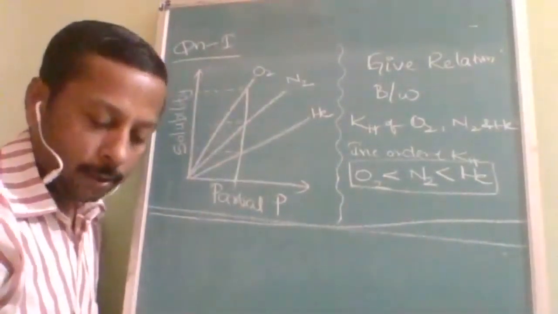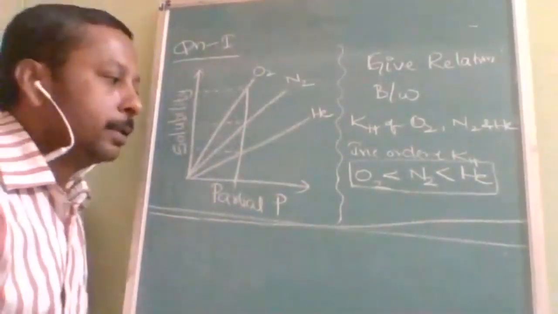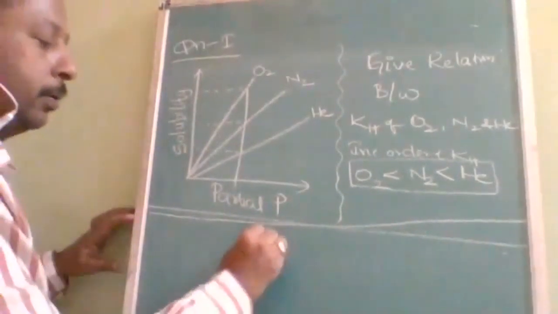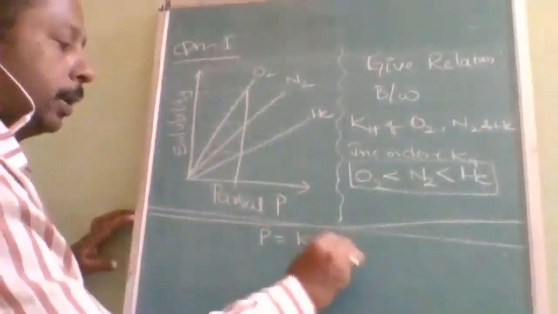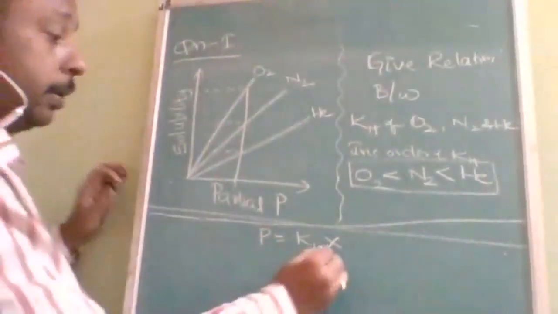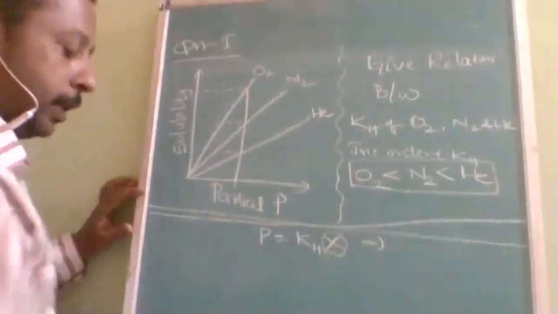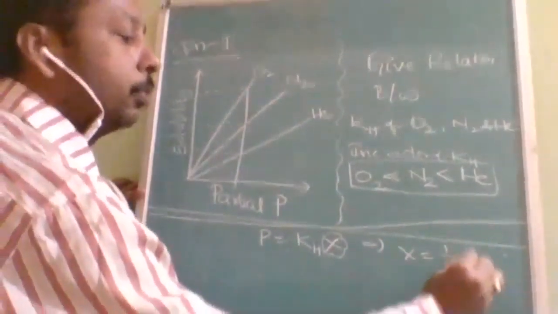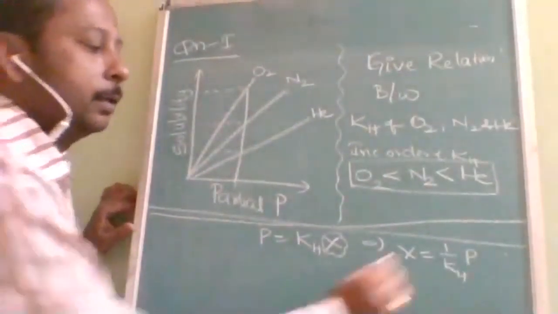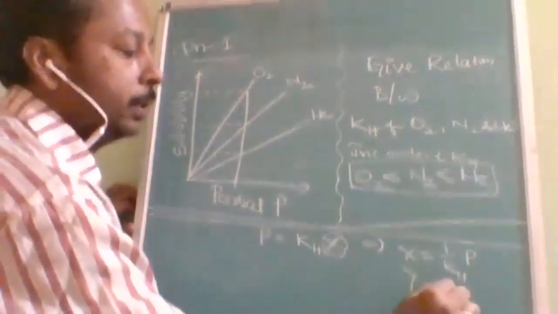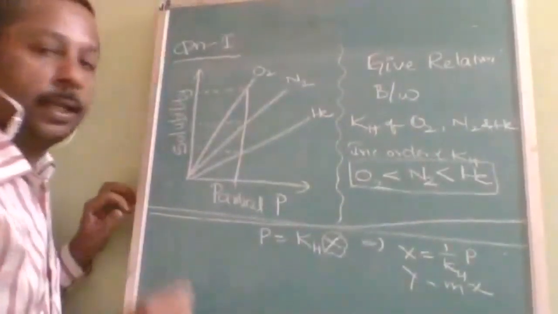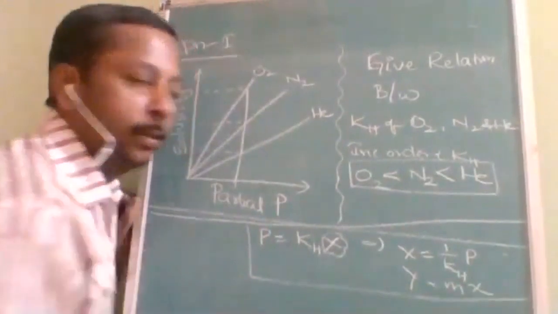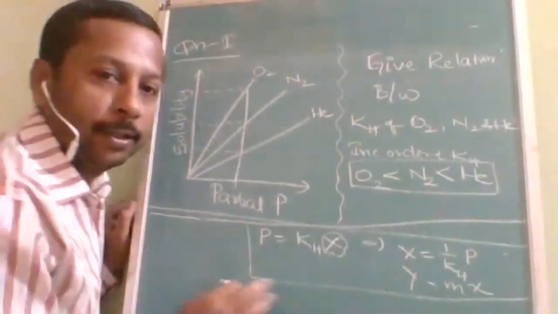I have not made up that logic; it is made just from this graph only. Already we know that P is equal to KH into X. Here solubility means X only. So we can write X is equal to 1 upon KH into P, so solubility Y is equal to MX. I am explaining in another way. You may think that sir gave a logic and we are using it, but the logic is made from this place only.